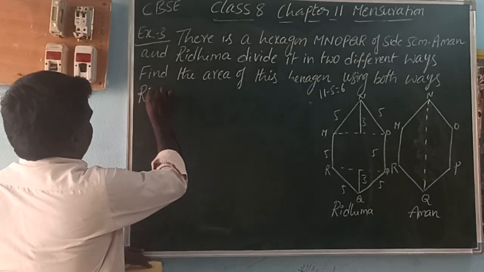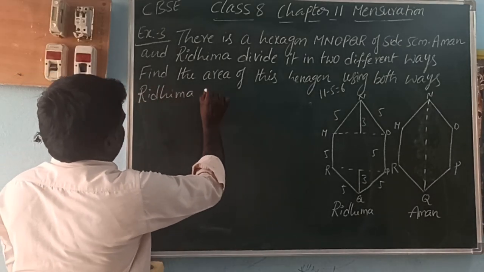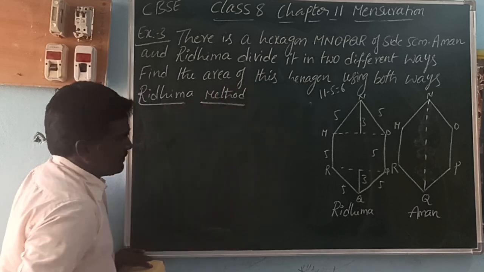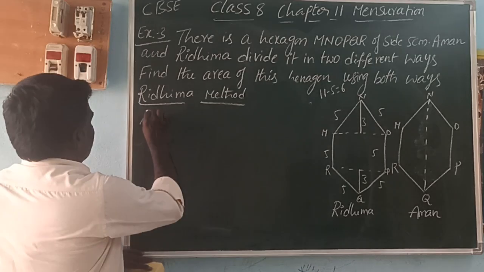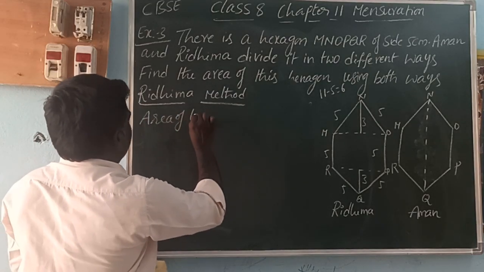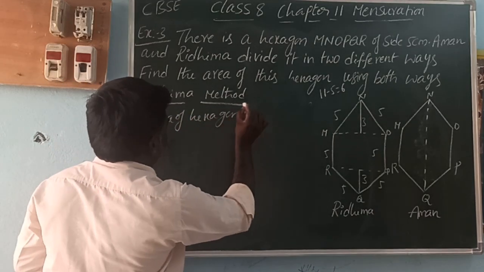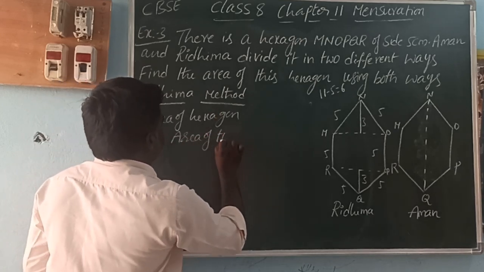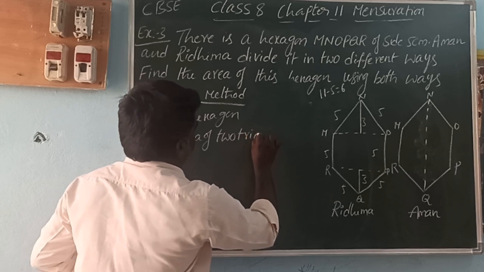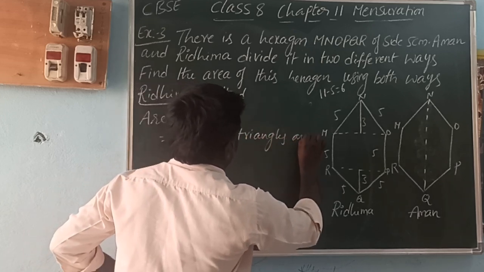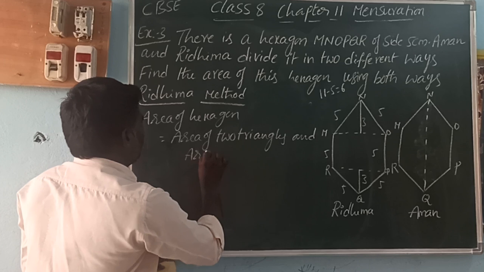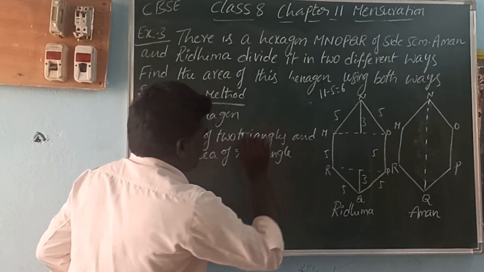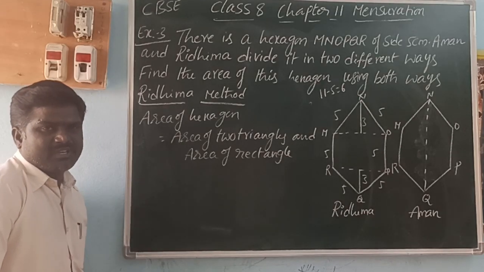Ridhima's method. So Ridhima divides the hexagon into 3 parts. So area of hexagon is equal to area of 2 triangles and area of the rectangle. The area of a triangle is what? Half into base into height.